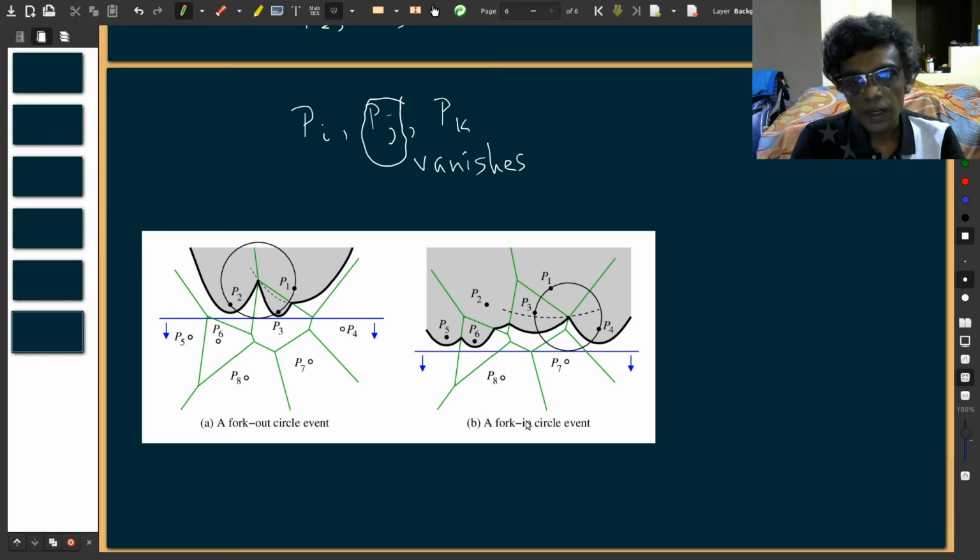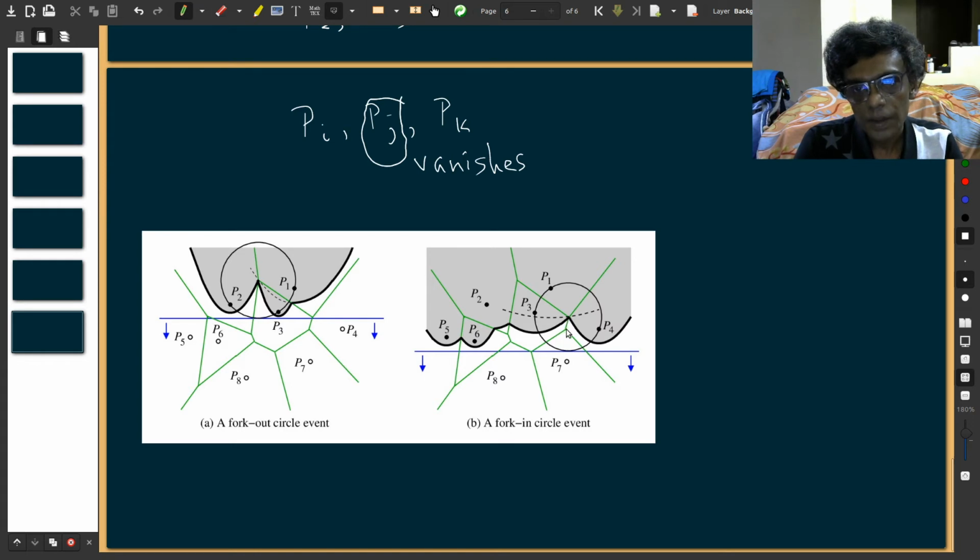So you think a little bit how to distinguish a fork out circle event from a fork in circle event. It's more or less like this. Fork out means 1 becomes 2, fork in means 2 becomes 1. Subsequently, P3 and P4 will become consecutive, and that intersection point will go up, and this intersection point will now follow the perpendicular bisector of P3, P4.